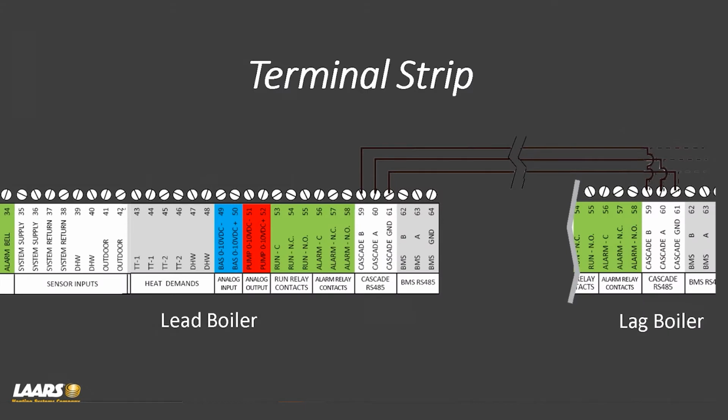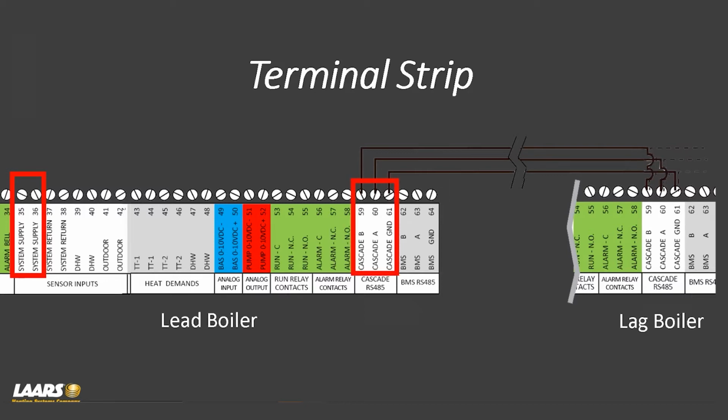Here I'm showing an example of a terminal strip. Terminal strips may be a little different as far as the numbering, for example Omnitherm versus Magnetherm. However, for the example, I took an image and put it in the presentation. Anytime you cascade, you have to have a system sensor. So in this example, our system sensor gets wired to terminal 35 and 36.